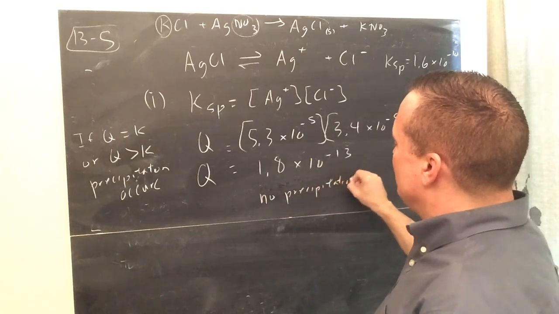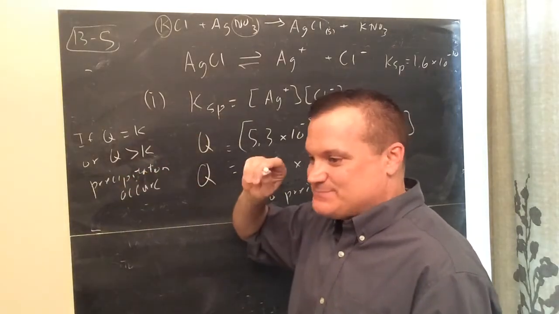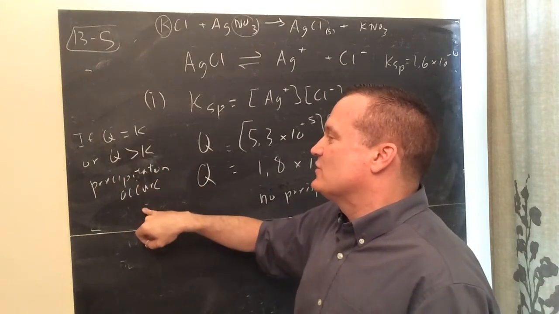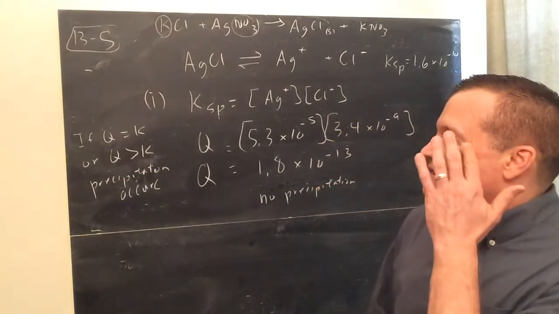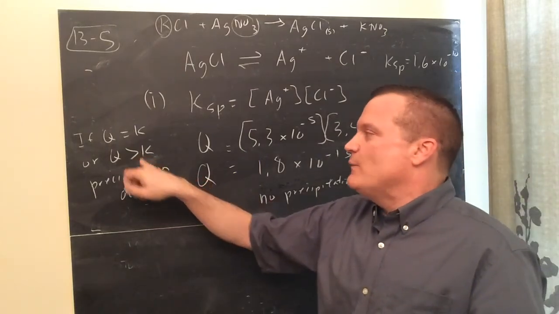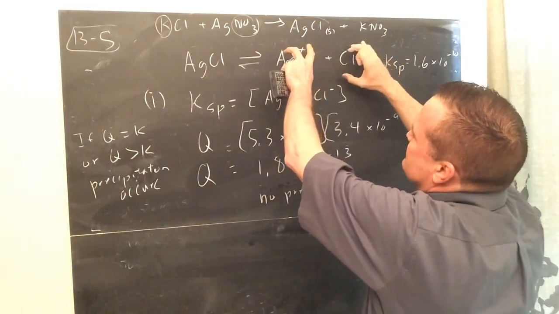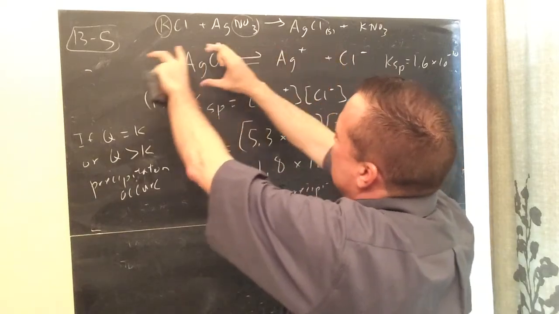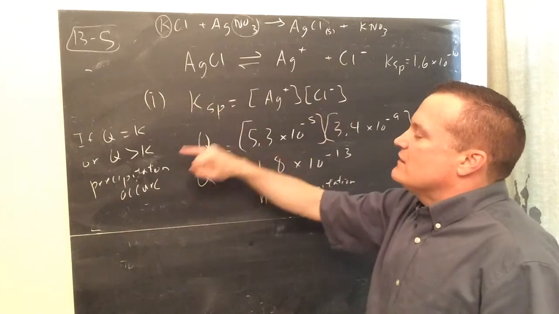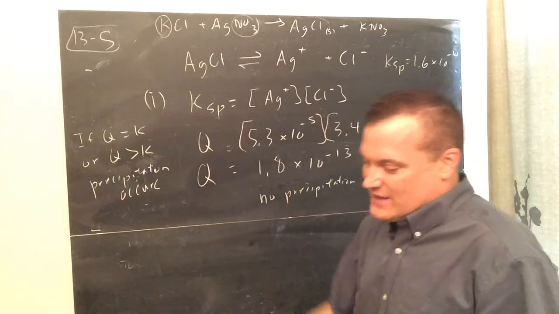Now, if I did another example, if Q is equal to K, now you will have solid. At least a speck will precipitate if it's equal. Or if it's greater than K, then the precipitation occurs. In fact, if it is greater than K, then it's going to shift to the left. Material is not going to stay dissolved. It's going to form a solid. That's what precipitation means. So you're going to form more solid if Q is greater than K, until, as you move to equilibrium, it will shift to the left so that Q can get smaller, until it equals K.